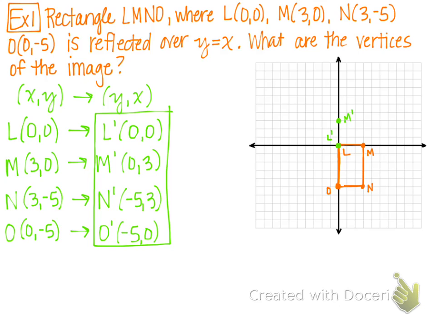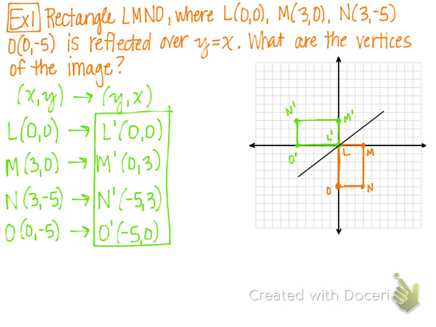Then we have N prime, which is at negative 5, 3. Then we have O prime, which is at negative 5, 0. So here is an image of our reflected rectangle. And we can kind of tell because the line y is equal to x is right here. So that's our line that we're reflecting over.